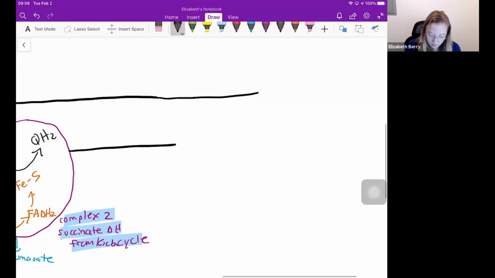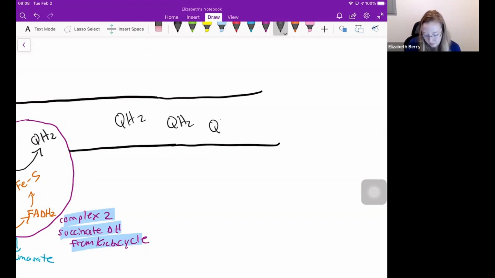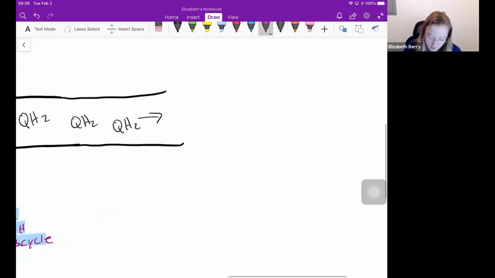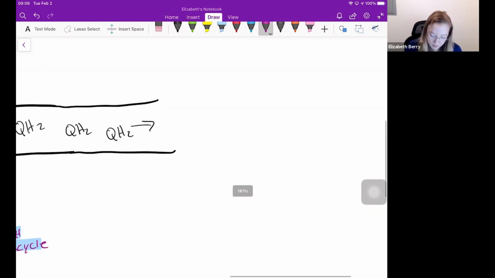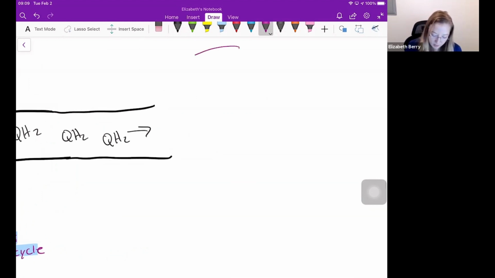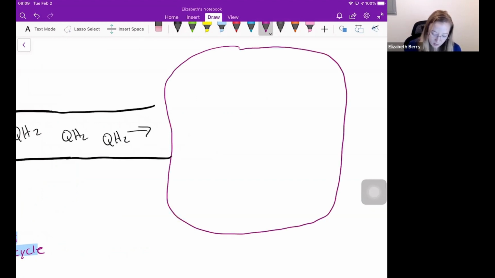Moving over here, we should have a bunch of reduced Qs in our membrane, and they're all moving towards our complex 3. Complex 3 is going to go all the way through the membrane. Okay, I'm going to draw this one a little bigger because this has a lot of stuff going on in it. This is complex 3. It goes all the way through the membrane, meaning that it is most likely going to be pumping protons.